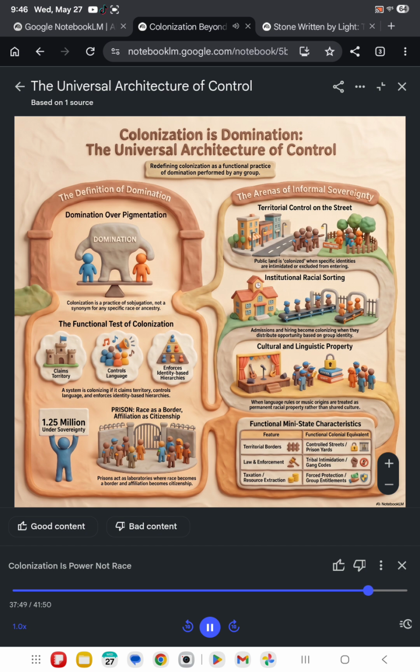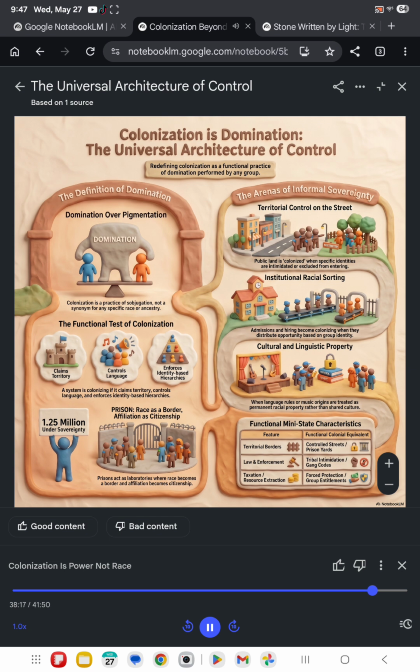Okay, we have covered an immense amount of ground here, from the granular definitions in the dictionary to the sprawling complexities of the prison yard, the Supreme Court, and the basketball court. It's a lot to process. It really is. Let's pull all these theoretical threads together. The central driving thesis of this entire essay is incredibly clear, and it hits like a hammer. Colonization is about domination, not pigmentation. That is the ultimate takeaway.